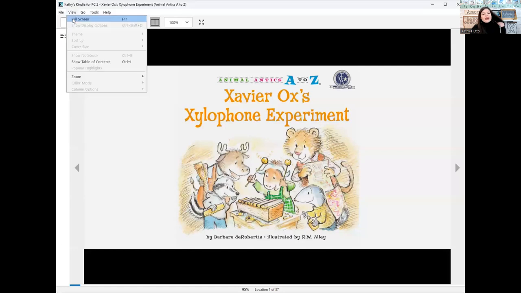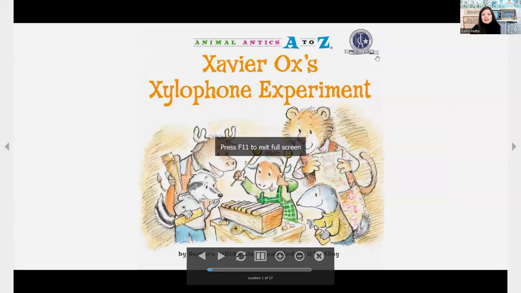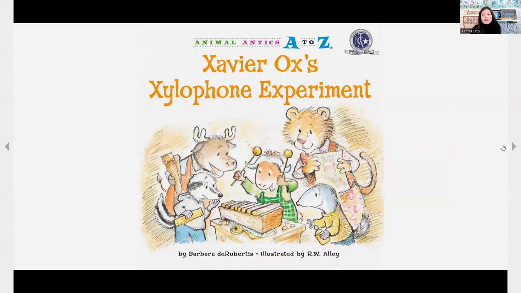For story time today, we're going to read a book called Xavier Ox's Xylophone Experiment. Listen for all the times that letter X is used in this story.